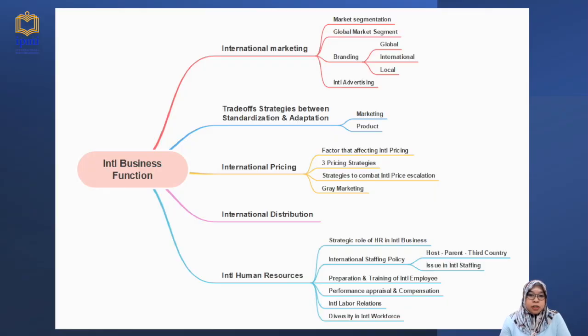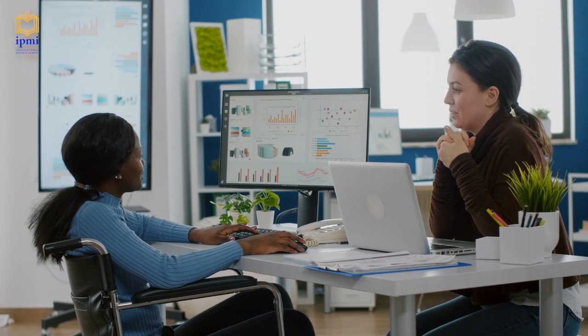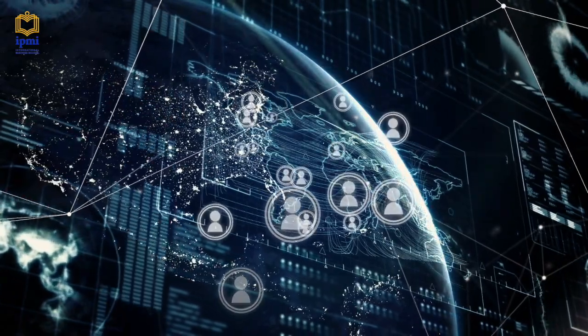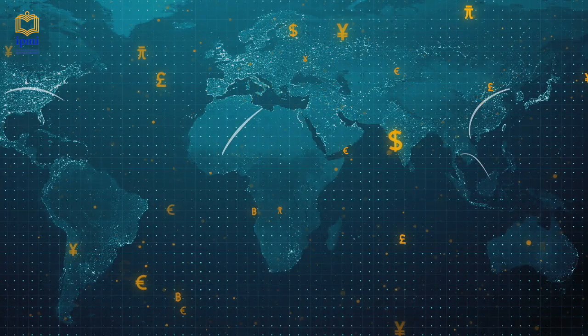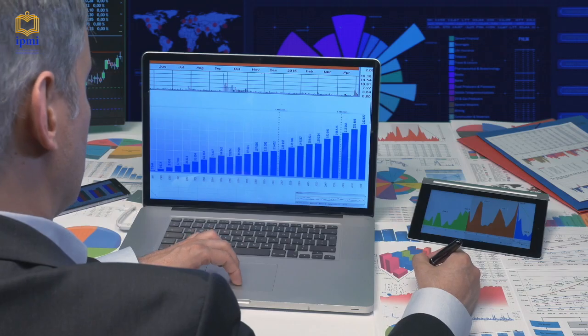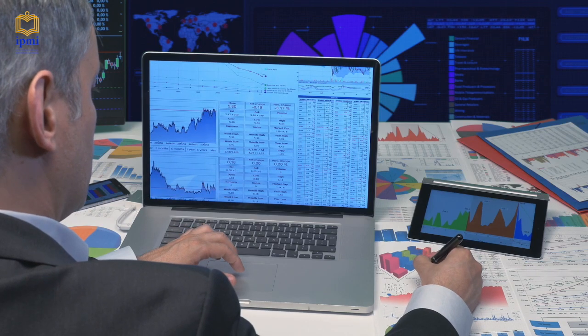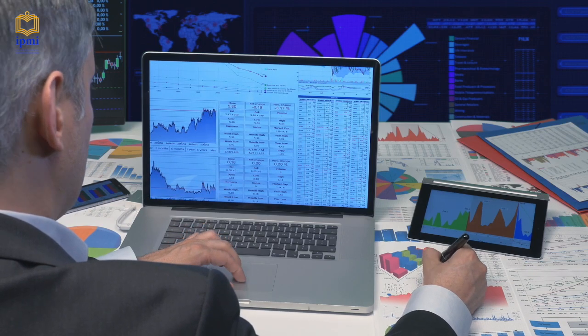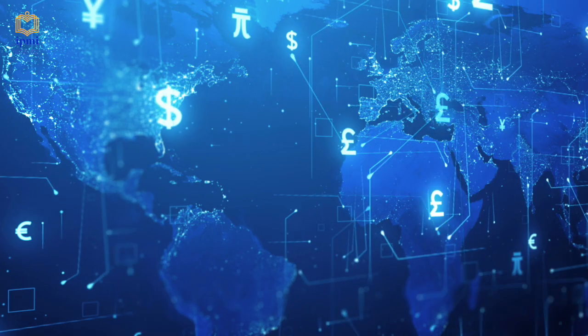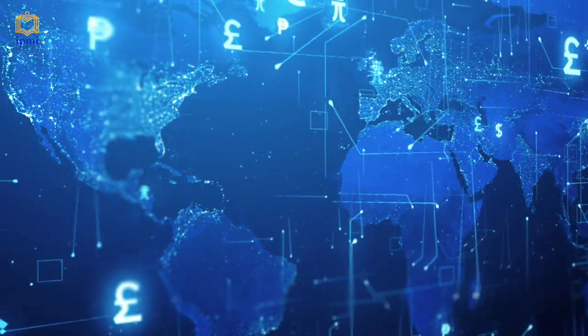A successful international marketing strategy requires an understanding of the cultural, economic, and legal differences in different countries. Market segmentation is one of the primary aspects of international marketing. It involves dividing the market into smaller groups based on similar needs, preferences, and behavior. Global market segmentation focuses on the similarities between countries and regions, while local market segmentation emphasizes the differences between countries.